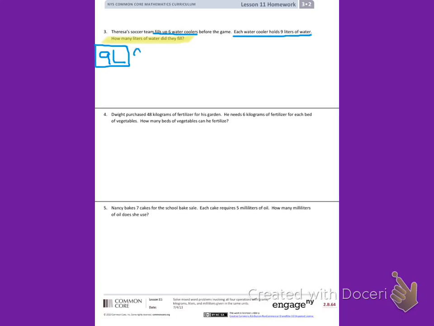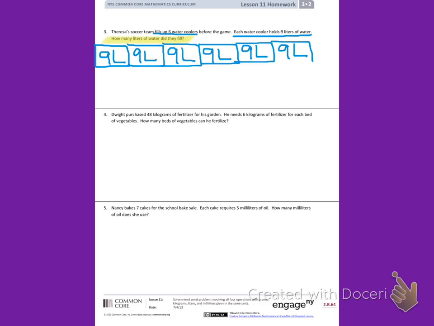So there's 1 segment, 2 segments, 3 segments, 4 segments, 5 segments, 6 segments. 6 segments for my tape diagram represents the 6 water coolers. Again, each of them holds 9 liters, and that's why they're labeled with 9 liters.